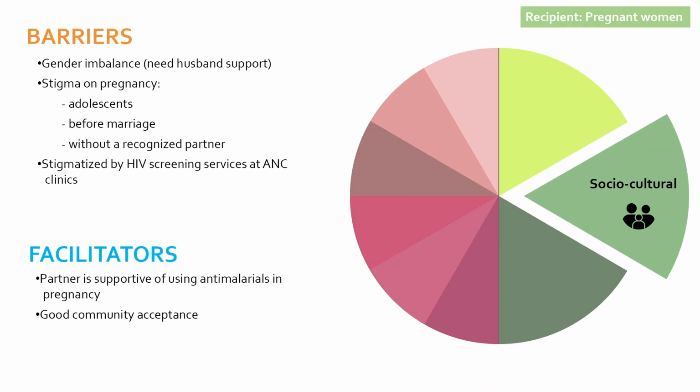This was a key one, a sociocultural one. So the environment of the mother was very important, and sometimes this was reflected in gender imbalance. So a lot of women need the husband's support to do this, and sometimes they don't have it. And then the stigma on pregnancy, so especially adolescent pregnancy before marriage, or without a recognized partner. And also a stigma for HIV screening during ANC visits. And then in terms of facilitators, having a partner that's supportive of using antimalarials, and an overall good community acceptance.